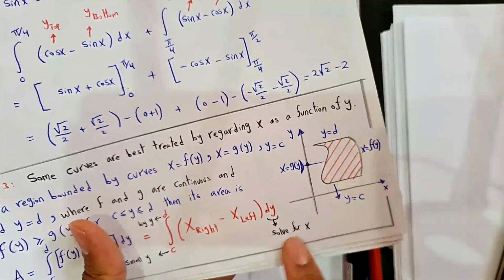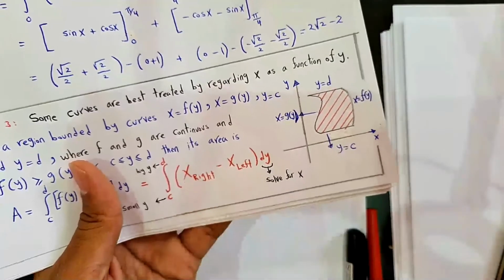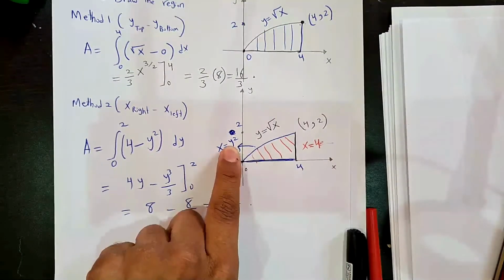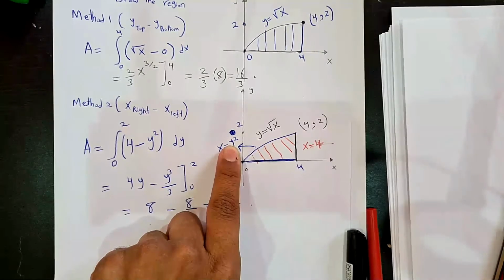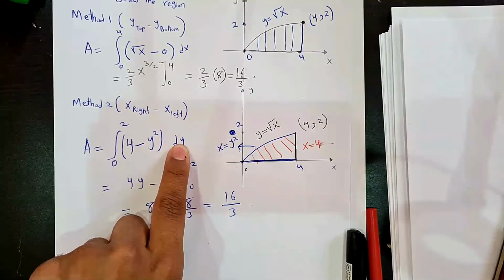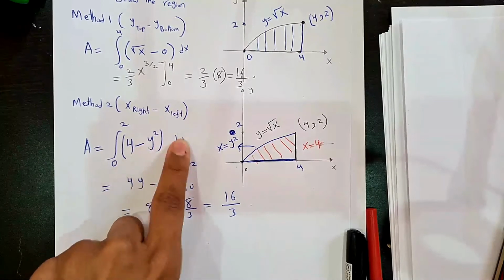What is the reason? Because I need x, and we need x on the left. See here, if you solve for x, what do you get on the right hand side? You get a function of y. So the integral will work smoothly. I mean, this is y squared and this is dy.